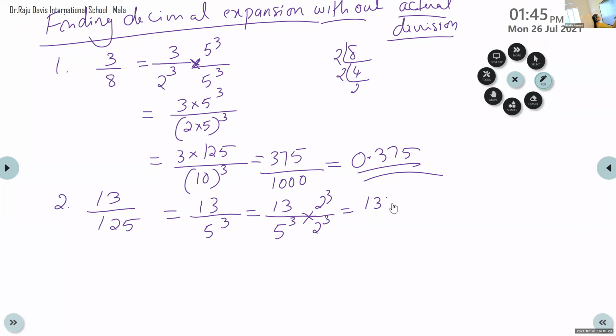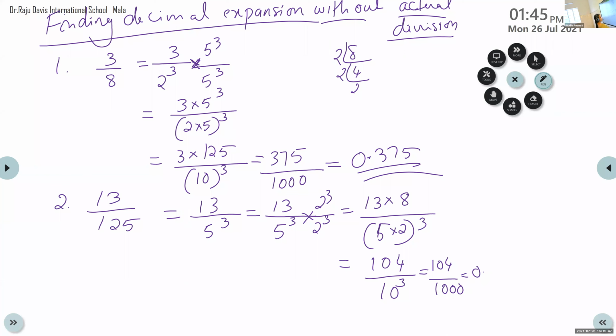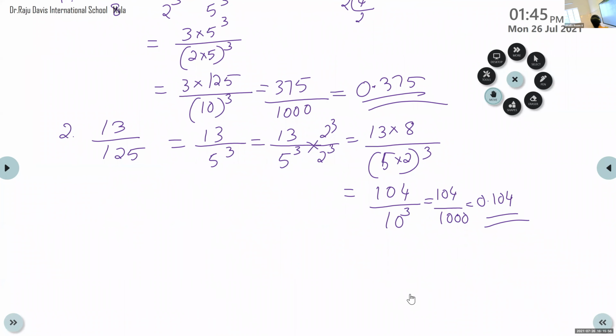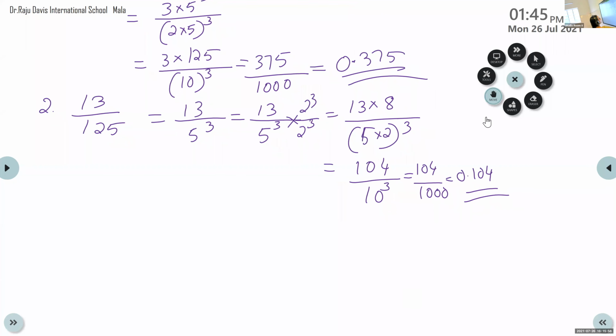So 13 into 2 cube, which is 8, divided by 5 into 2 whole cube. 13 into 8 is 104 by 10 cube. That is 104 by 1000, which is 0.104.